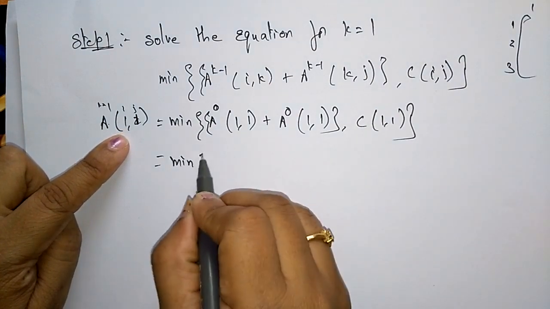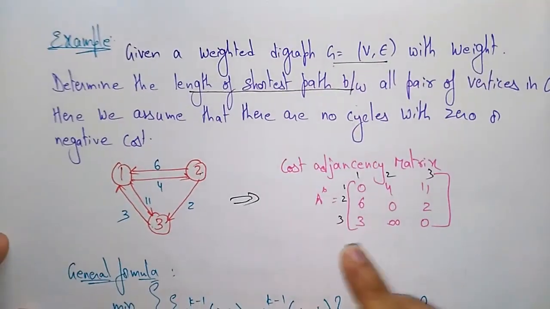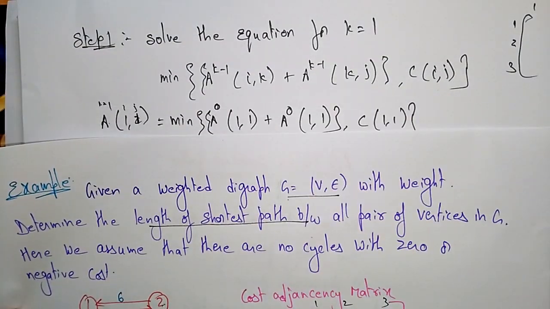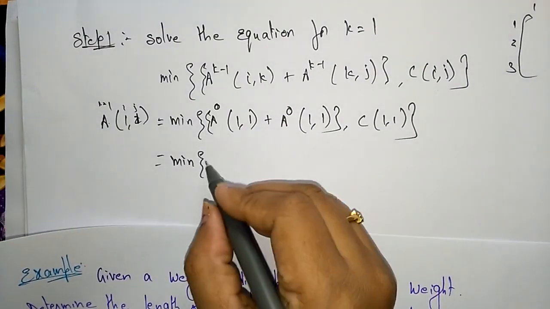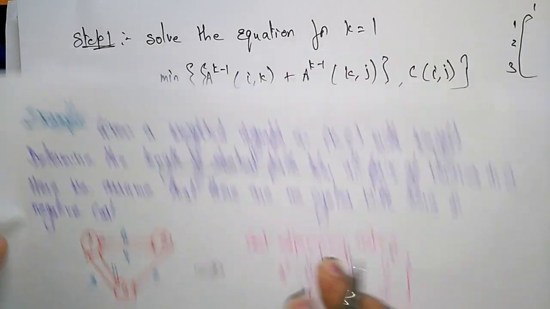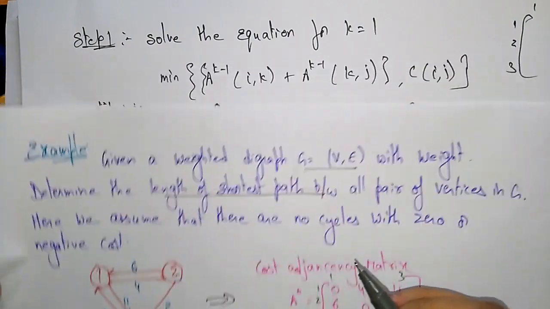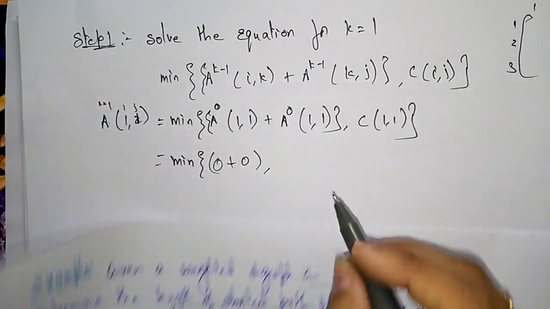Now write the values. What is A0(1,1)? With the help of this adjacency matrix, A0(1,1) is 0. 1 to 1 is 0. A0(1,1) is 0, and c(1,1): the path from 1 to 1 is always 0.